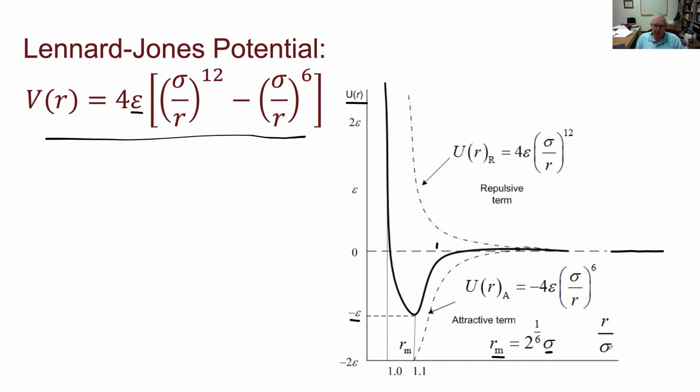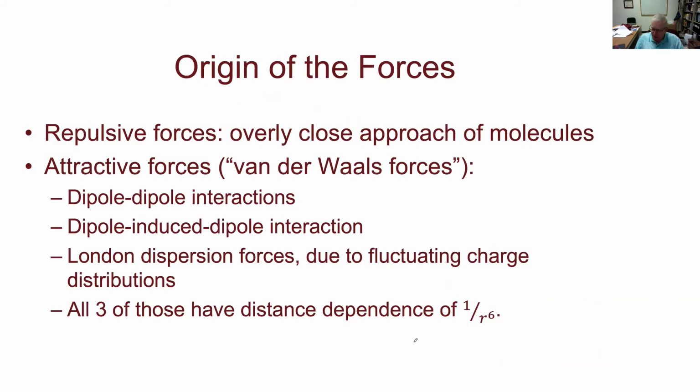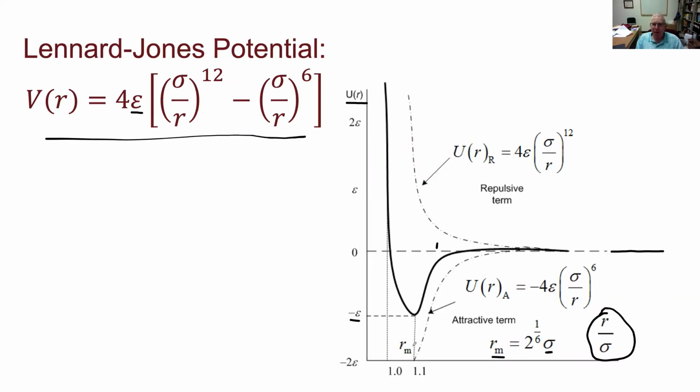My x-axis here, the label is actually this quantity over here, R over sigma. And my minimum comes out here at a point where my R over sigma value actually turns out to be 1.1, as a result of this relationship here. The dashed lines here, the positive one, that's the repulsive piece. That's only the first or positive term in that equation, this one here. The downgoing dashed line, that's the attractive term, which is this one here. That goes down to negative energies because it's the attractive piece.